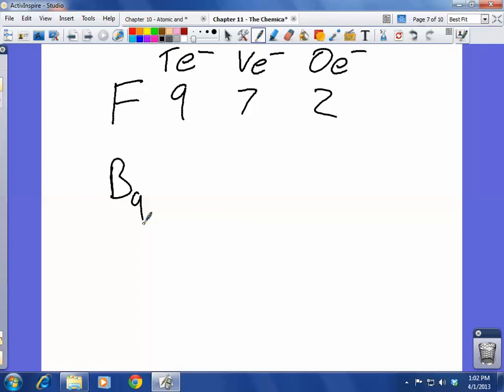Okay. Let's try barium. How many total electrons does barium have? It has to be 56. How many of those are valence? 2. How many orbits does it have? 6. Good.